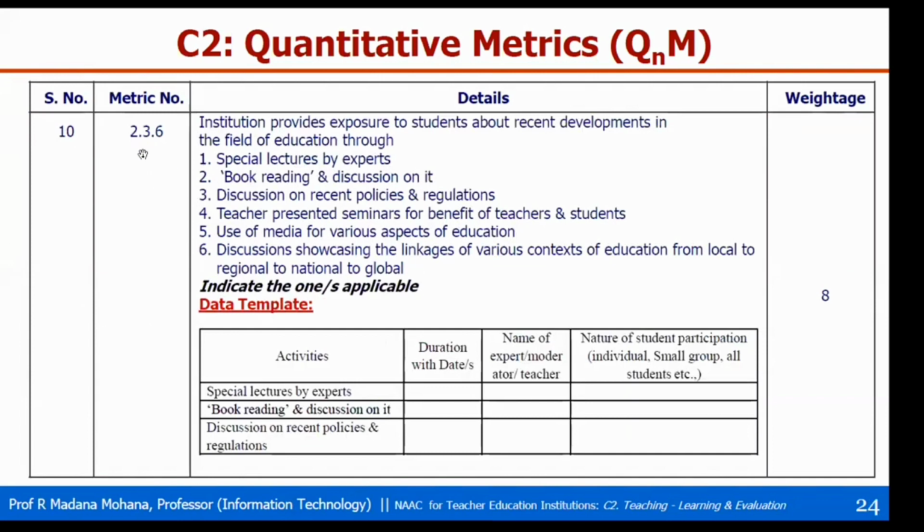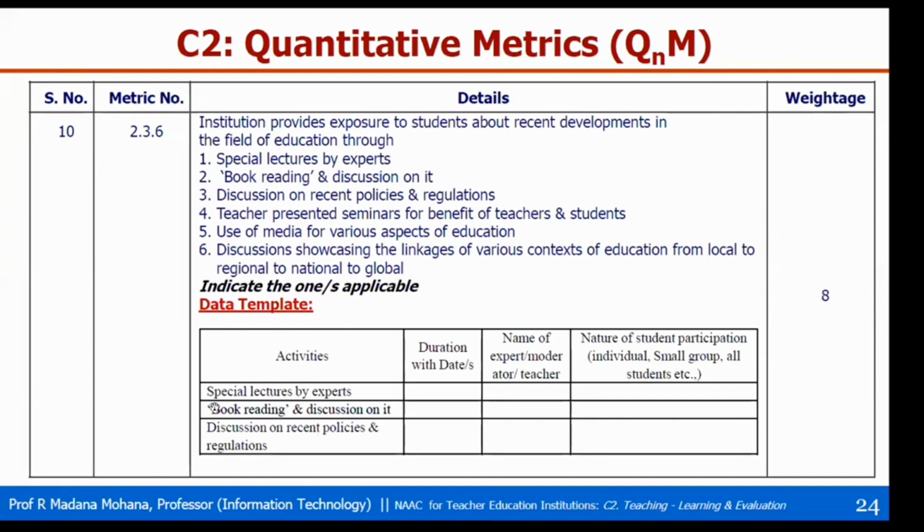Then next one, 2.3.6. This is related to the institution provides exposure to students about recent developments in the field of education through the following activities: special lectures by experts, book reading and discussion on it, discussion on recent policies and regulations, teacher presented seminars for benefit of teachers and students, use of media for various aspects of education, discussions showcasing the linkages of various contexts of education from local to regional to national to global. So this metric carries 8 marks.